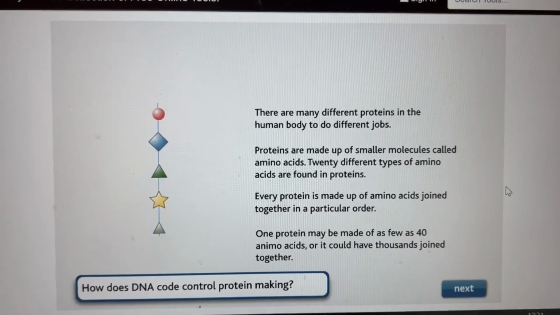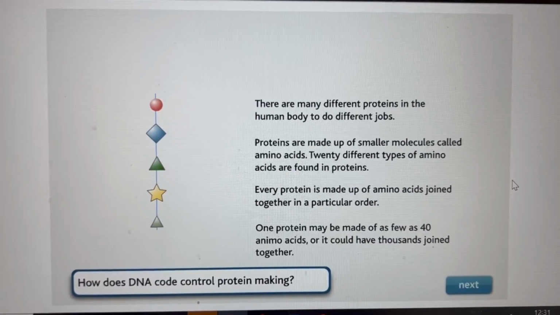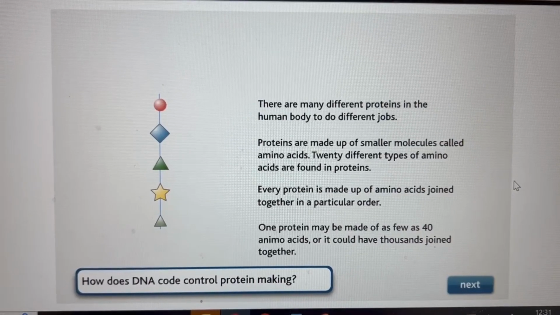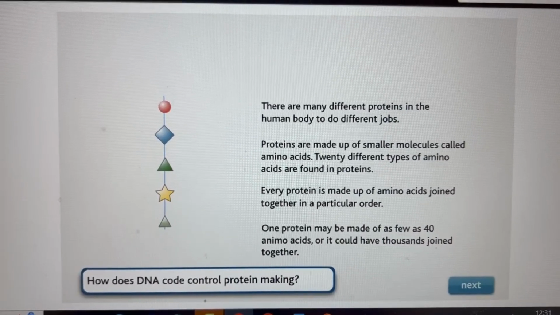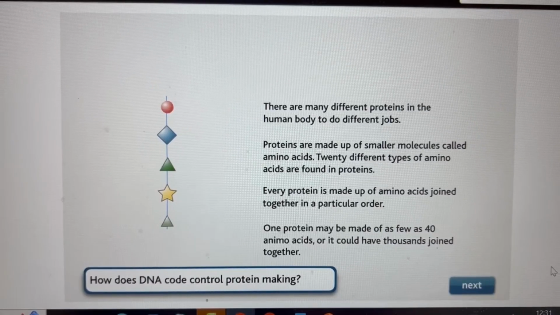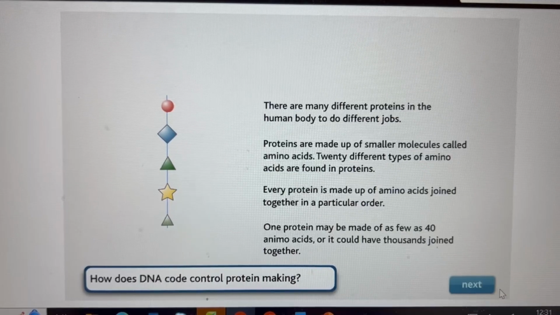So there are many different proteins in the human body to do thousands of different jobs. Proteins are made again of amino acids. There's 20 different amino acids found in all proteins. Every protein is made of these and they're joined in a particular order. One protein can be made of as few as 40 amino acids, or it could be thousands of amino acids.